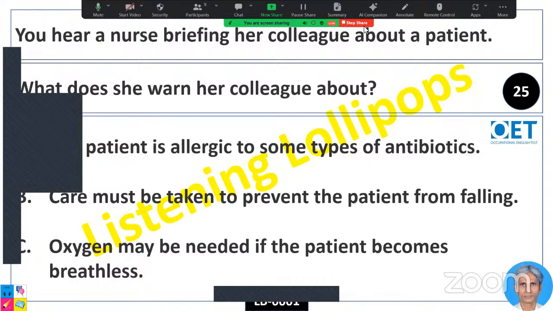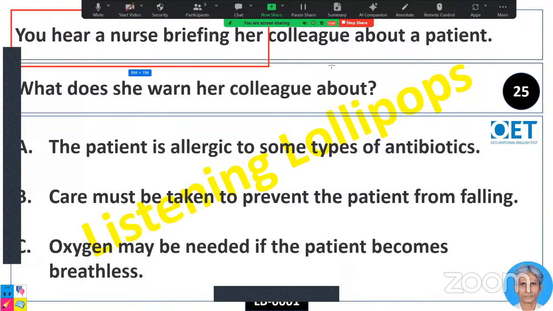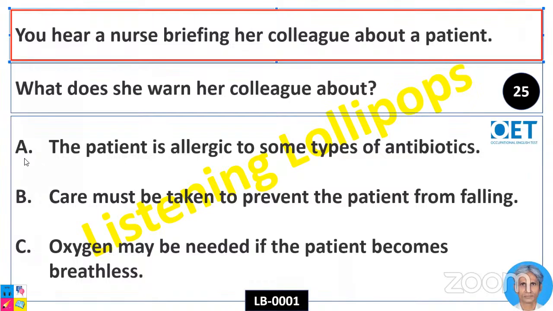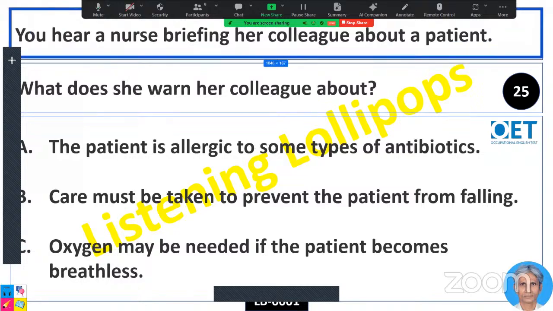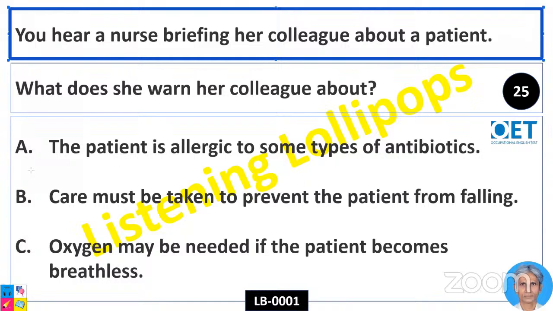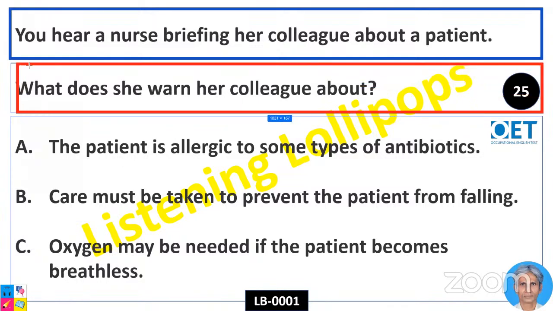This is a sample question from the previous one, not the same one. This is the first one. This is called the background. This is called the background story. Then this is the question here.